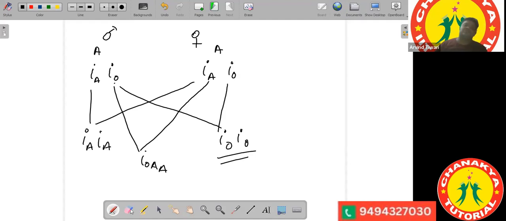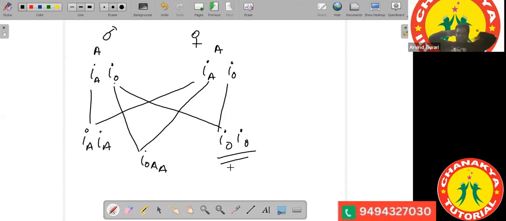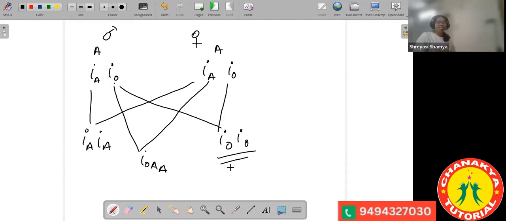Are you getting this, or shall I explain this again? Sir, I have a doubt. My father has A blood group, my mother has O blood group. Then how am I O blood group?